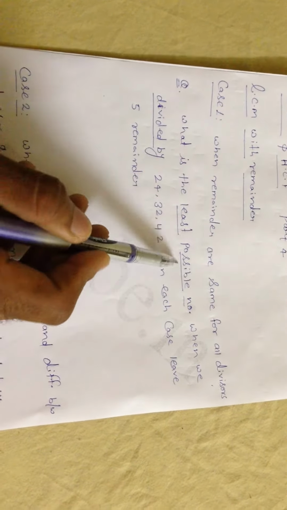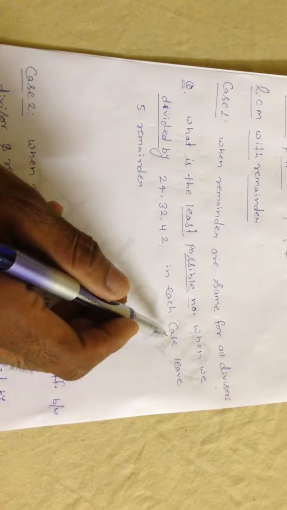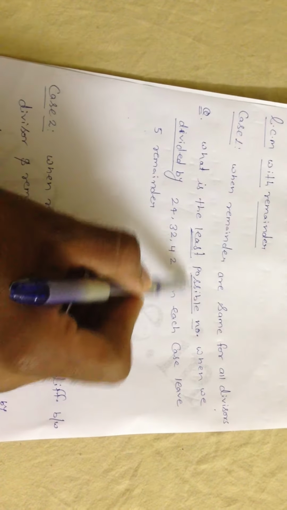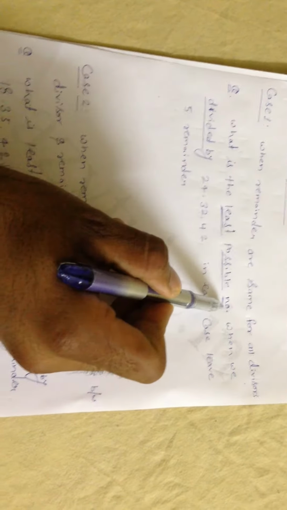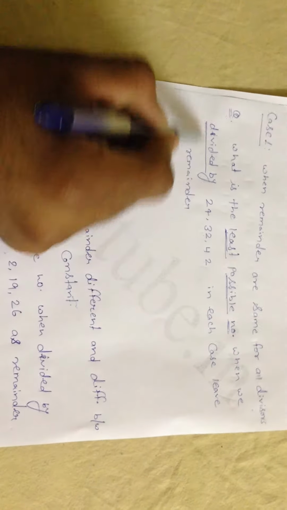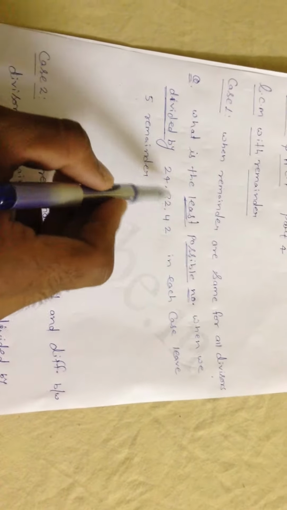What is the least possible number which, when we divided by 24, 32 and 42, in each case leaves remainder 5? To find that, we check LCM, that is the least possible number. In a placement exam, when it asks for the least possible number, it should always be only and only LCM. There are two words by which we can simply identify that it's asking about the LCM.